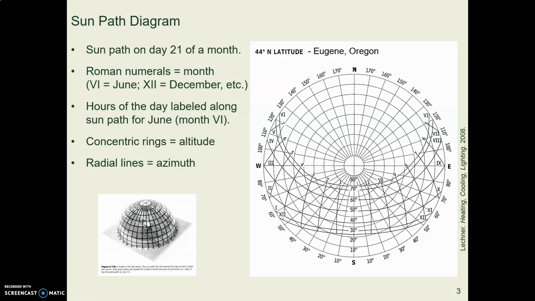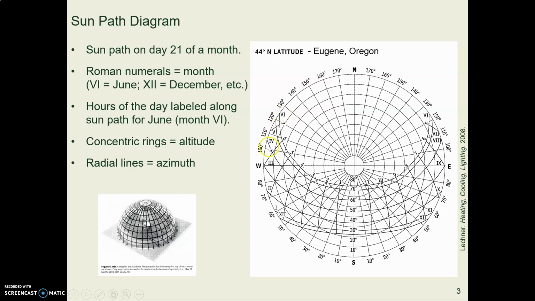So we're going to use a sun path diagram, and you have this particular sun path diagram as a handout. I gave this one to you because 44 degrees north latitude happens to be about the latitude that Eugene, Oregon sits at. So we'll use this one. Now, you'll notice there's a whole bunch of lines and a whole bunch of numbers, and we're going to go through these one at a time.